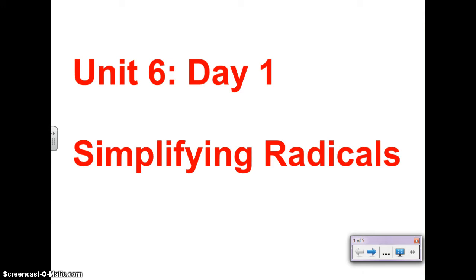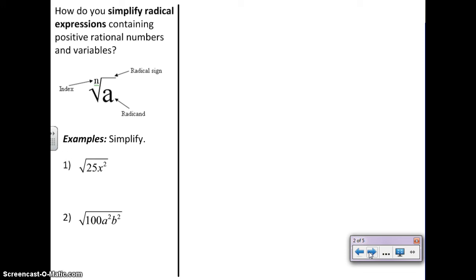You have simplified radicals before in Algebra 1, also probably in 8th grade math, but we are going to start by reviewing this because we need to know how to simplify a radical in order to do other operations with radicals. So when we start adding, subtracting, multiplying, dividing radicals, we're going to need to know how to simplify them, all right? So first off, we have to make sure we understand what a radical actually is.